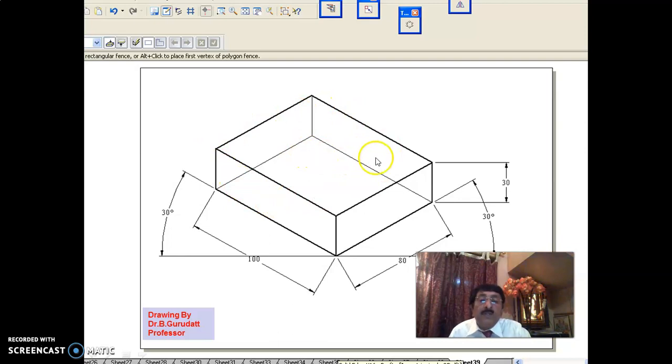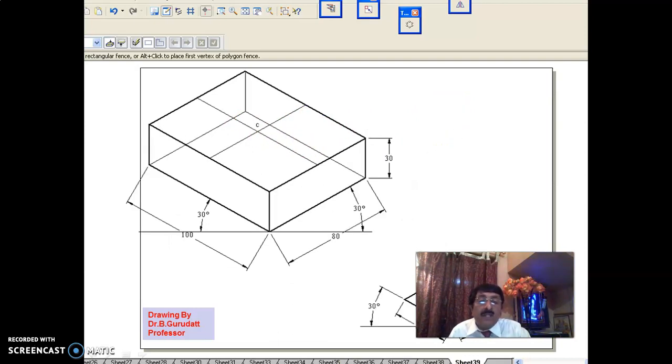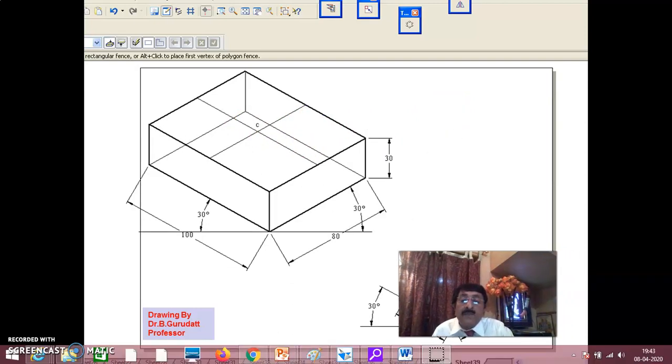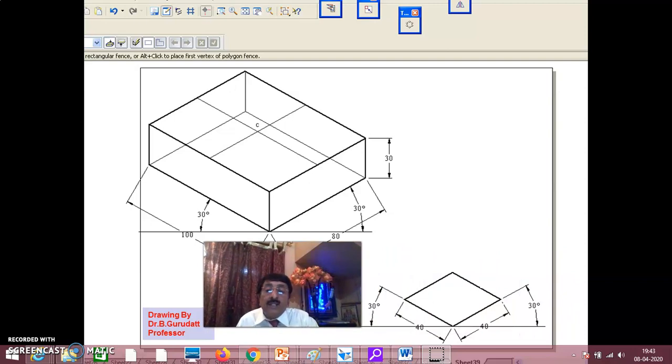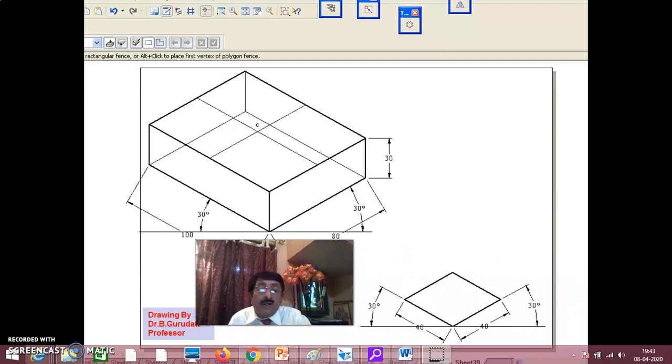But in this problem, there is a small fold at the center here. You see here, there is a fold of sides 40 at its center. This you please understand. Once you know this, you can manage the actual problems that you do in the next session.